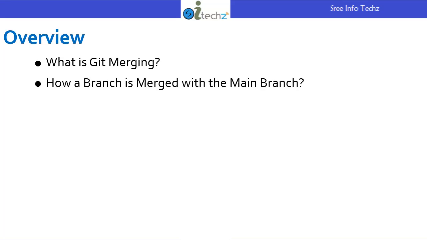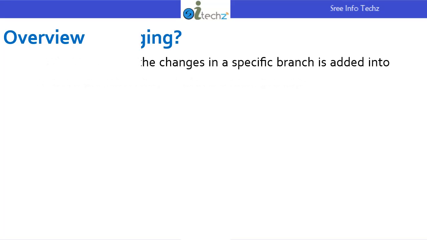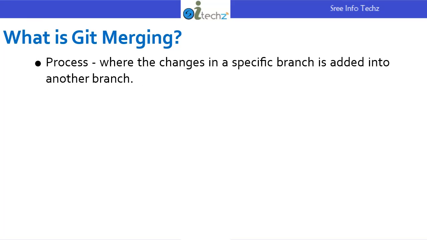Now let's move to what is Git merging. Git merging is the process where the changes in a specific branch are added into another branch. Let us consider you are working on a specific task in a project. For this task, you created a separate branch and you pushed all the code changes to this specific branch. Once you confirmed that the code changes are working as expected, you can merge the changes with the main branch. This is the scenario where Git merge comes into the picture.